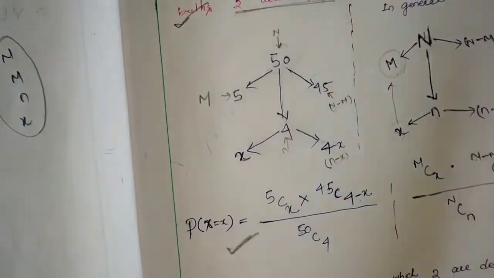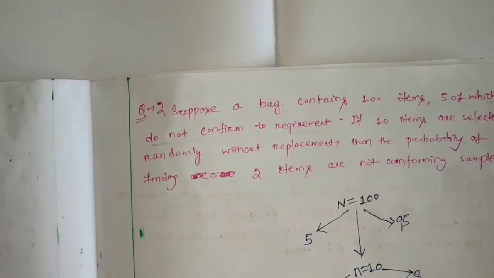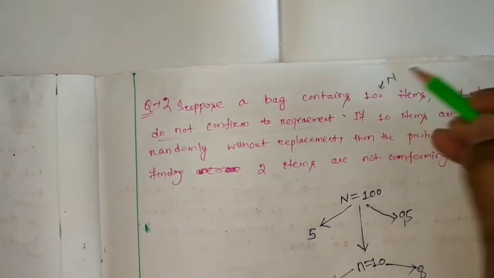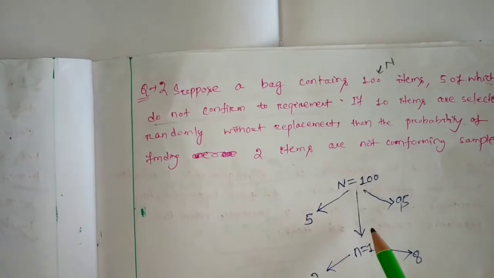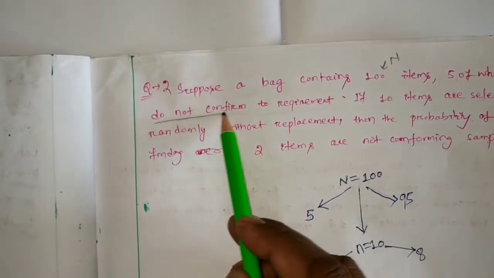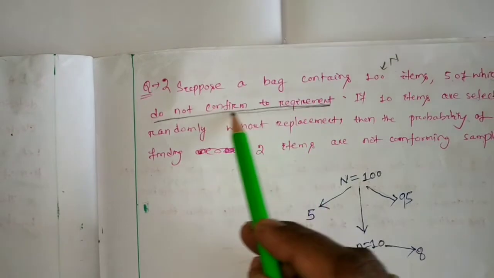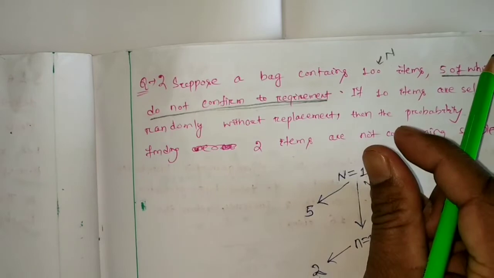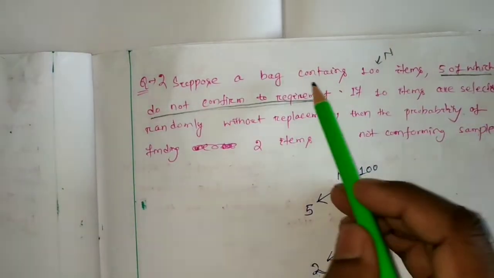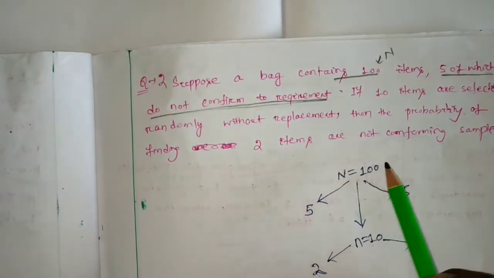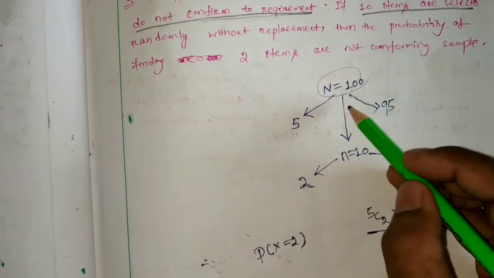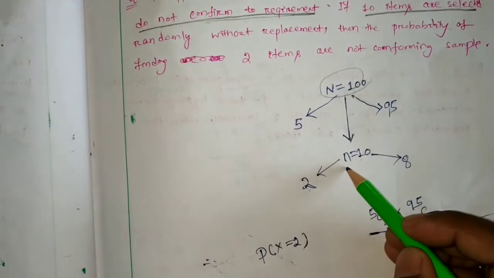Next we go for another question. Suppose a bag contains 100 items. This represents total N. I have written total 100, 5 of which do not conform to requirements. Here you read and segregate the question separately, it will be better for you. So 5 belong to not conforming. 10 items are selected. From this 100, how many have been selected? 10. So small n will be equal to 10.